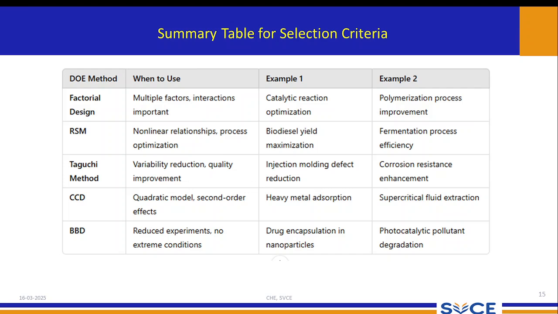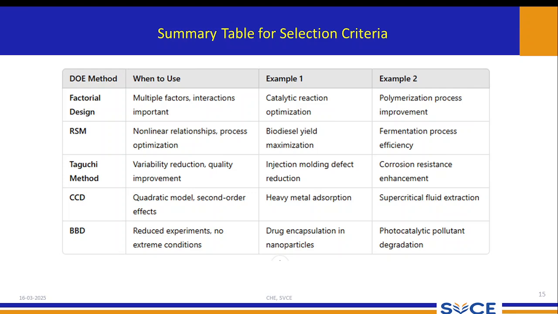In summary, we have different types of design of experiments: factorial design, RSM, Taguchi method, central composite design, Box-Behnken design. When multiple factor interactions are important, we can go for factorial design. For non-linear relationships and process optimization, go for RSM. For variability reduction and quality improvement, go for the Taguchi method. Central composite design is for quadratic models and second order effects. For reducing the number of experiments with no extreme conditions, we can go for the Box-Behnken method.